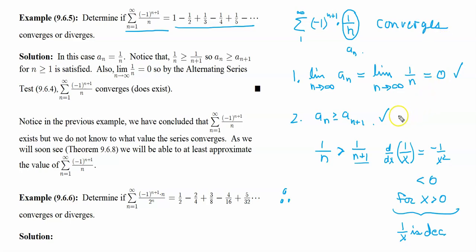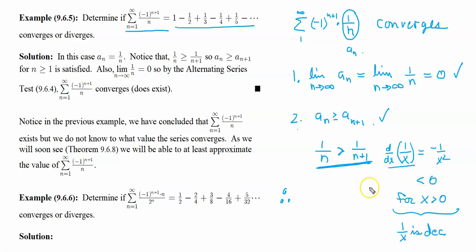And once again, all we had to do was verify that the two conditions of the alternating series test held. So the limit of the a_n's was equal to 0 in this case, and it was also true that a_n is bigger than or equal to a_{n+1}, because this holds, or by looking at the derivative of 1 over x, verifying it's negative, that means that 1 over x is decreasing, so that means that this will hold as well.